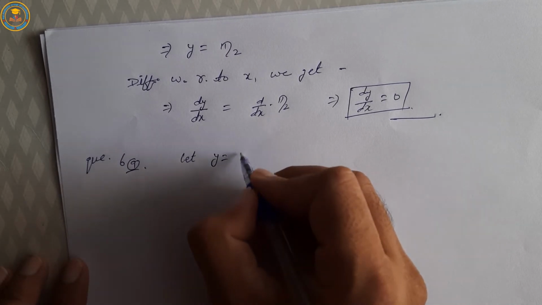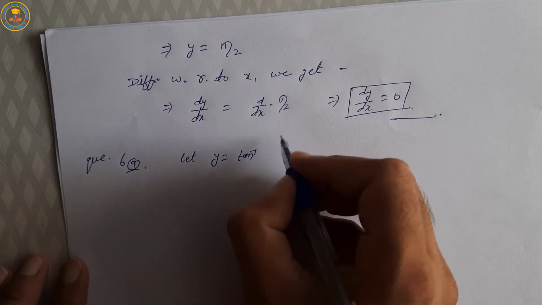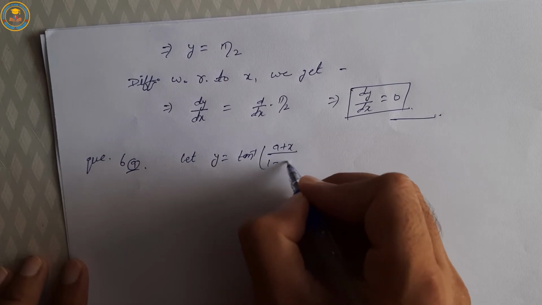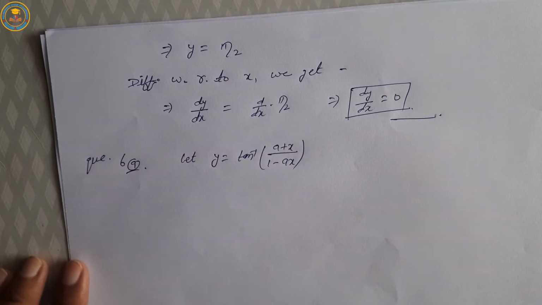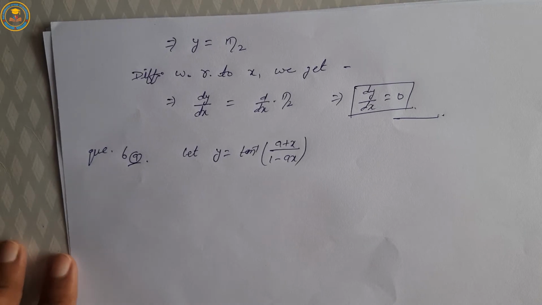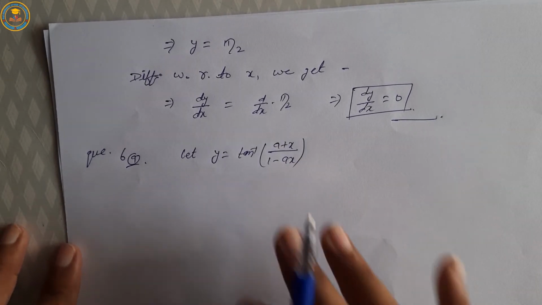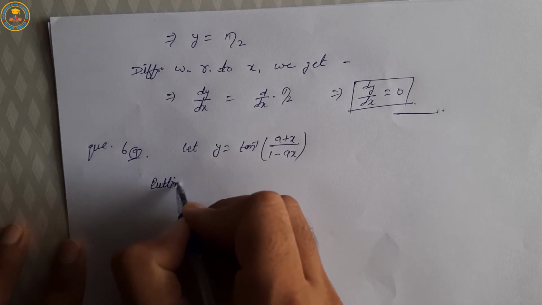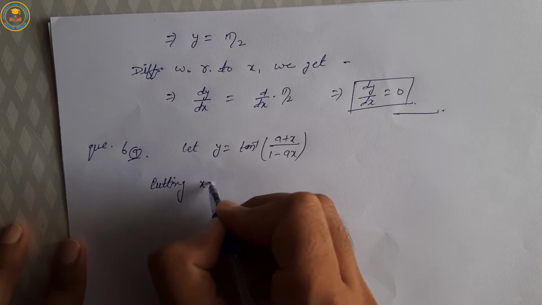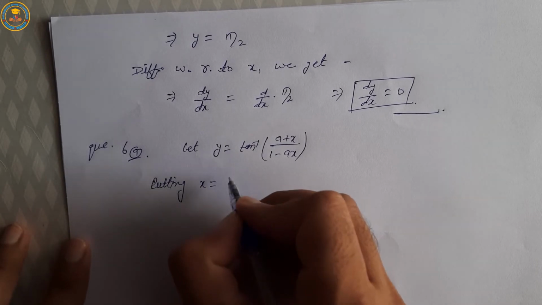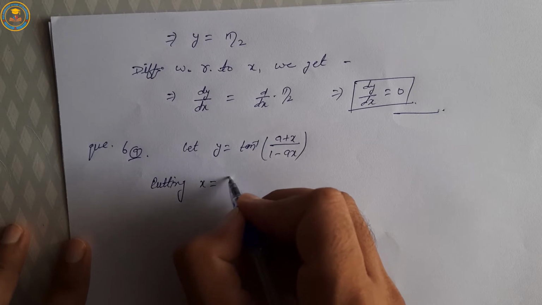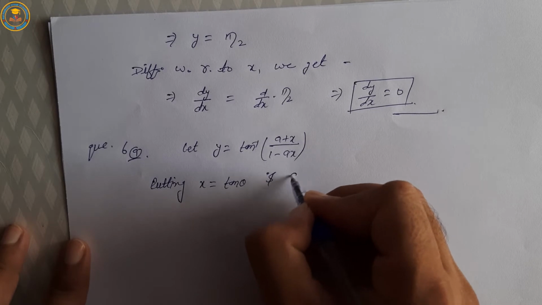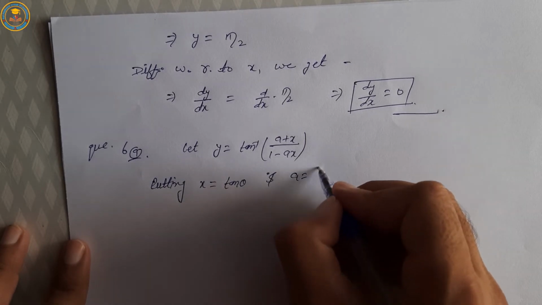Let y is equal to tan inverse of (a plus x) upon (1 minus ax). Find the value of dy upon dx. Putting x is equal to tan theta and a is equal to tan alpha.